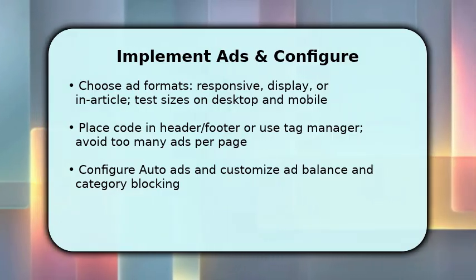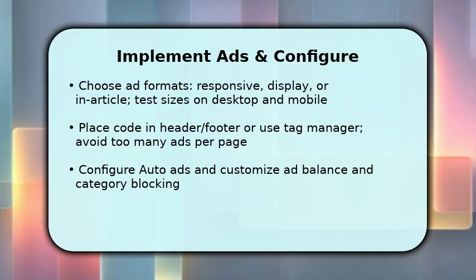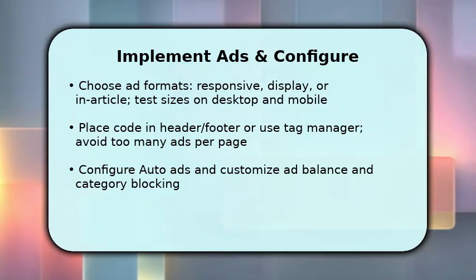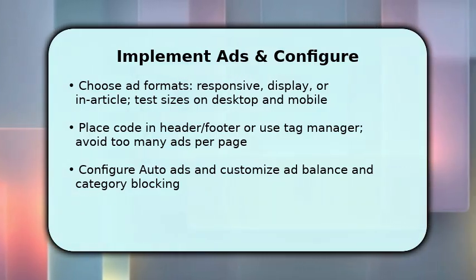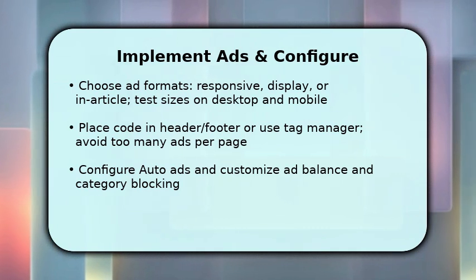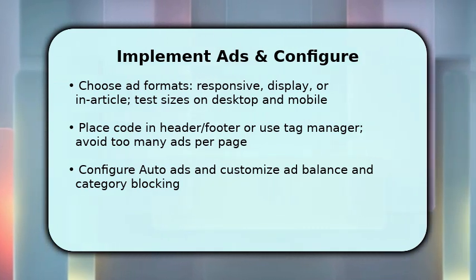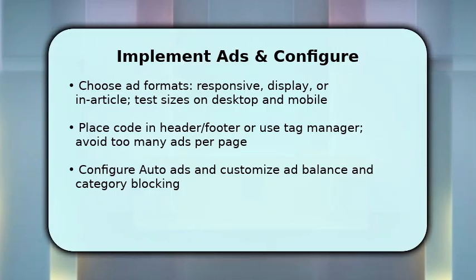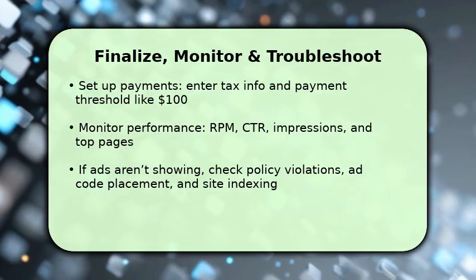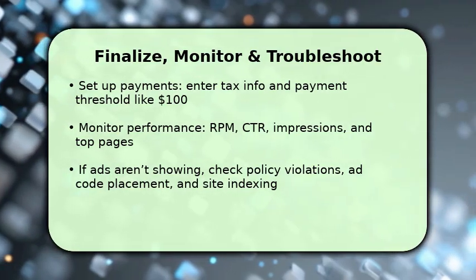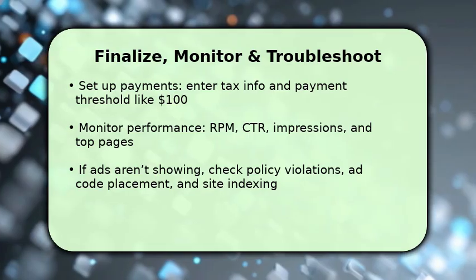Once ads are live, enable auto ads to let Google optimize placements, then tweak ad balance and block unwanted categories to protect brand fit. Monitor CPC, RPM, and viewability over the first 4 weeks, and adjust placements accordingly. Finalize by completing payment details, tax info, and selecting a payment method. Google pays once you reach the payment threshold.